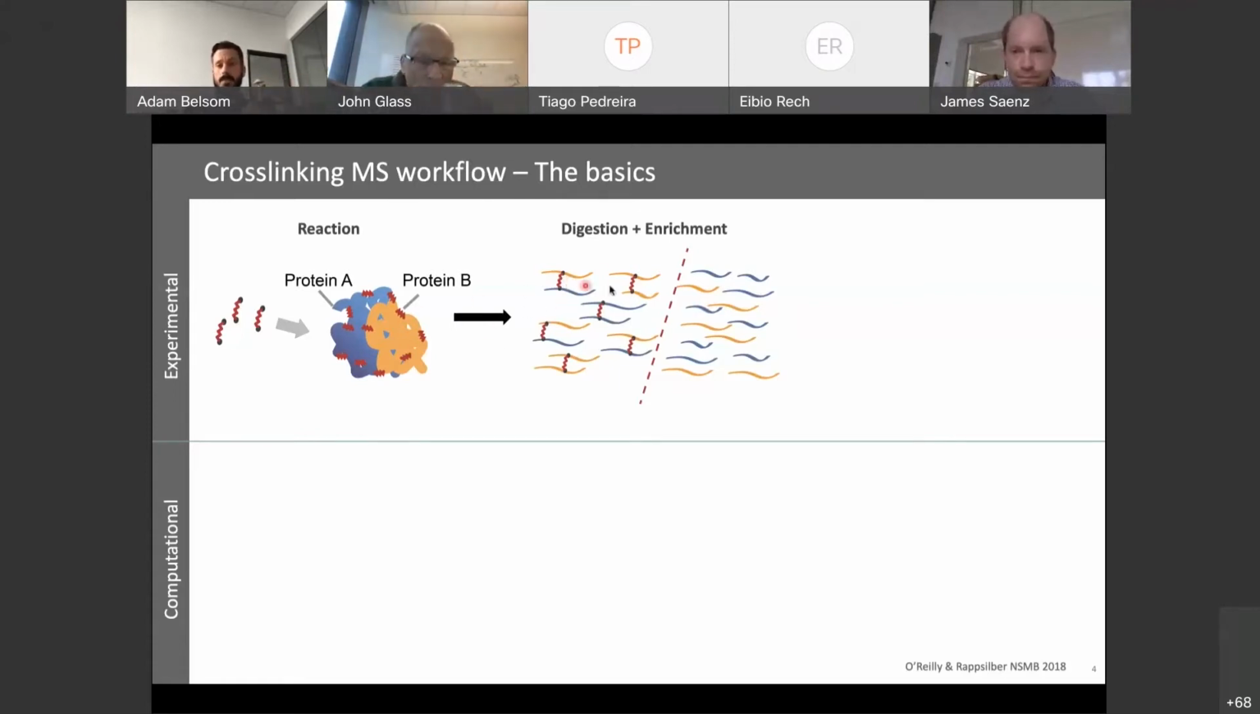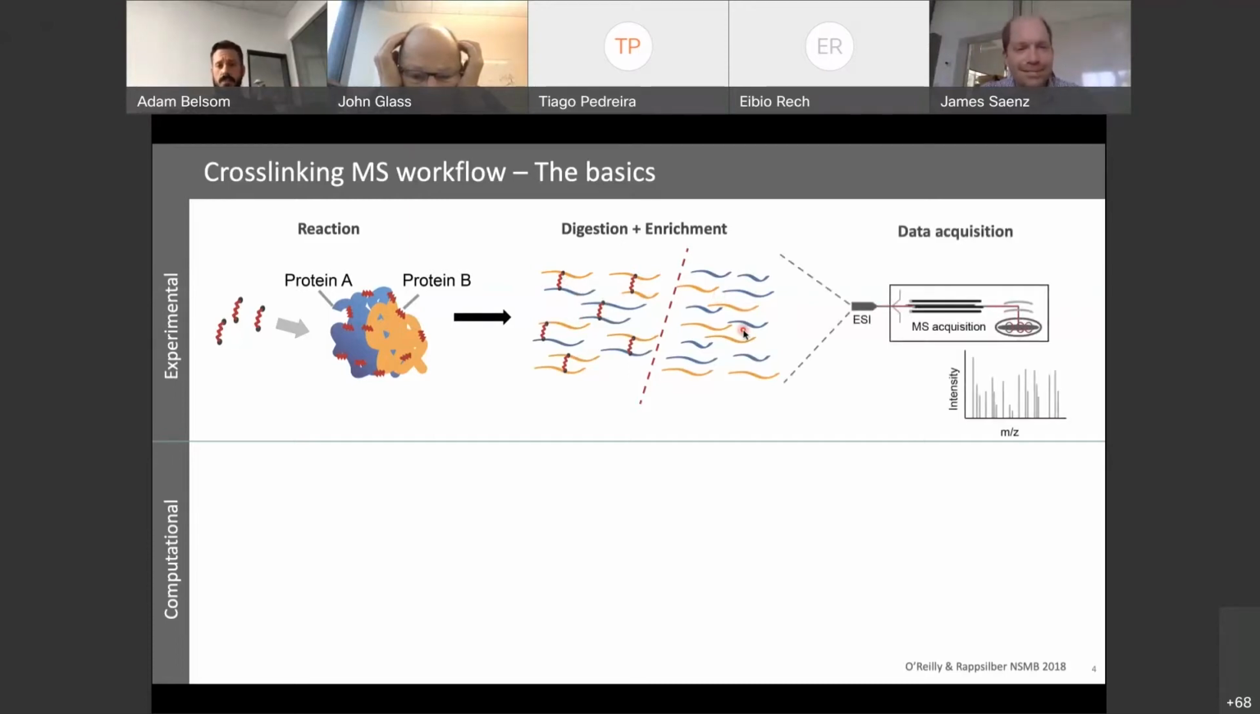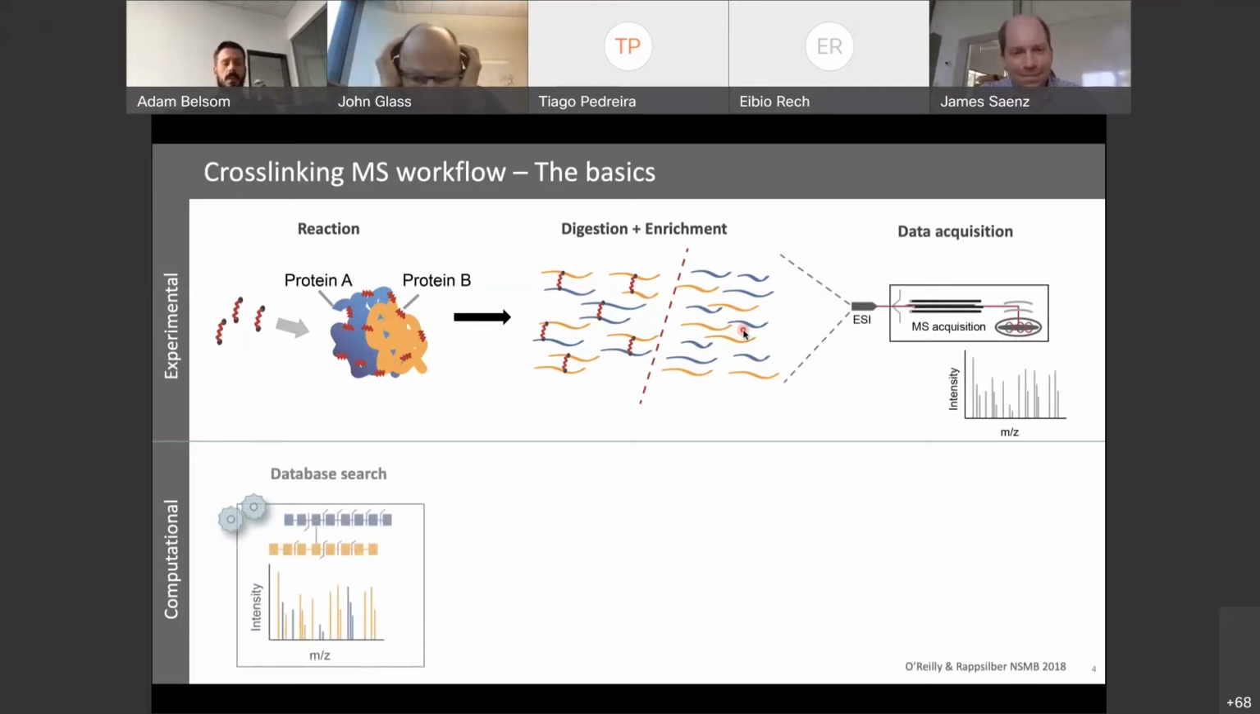So we have cross-linked peptide pairs. We have this very complex mixture of cross-linked peptide pairs, and also linear peptides, which we then spray into the mass spectrometer, and we get thousands of spectra. Then comes the computation. We use quite heavy database search to match our spectra from the mass spectrometer to the spectra predicted by the sequences of proteins in our database.